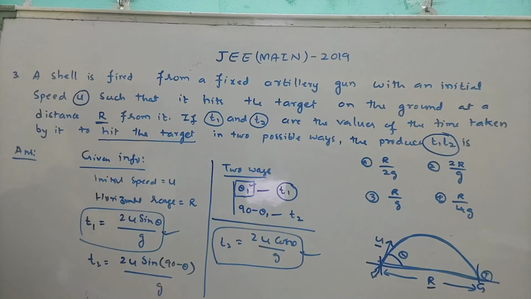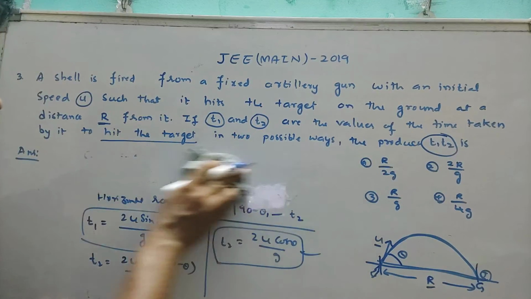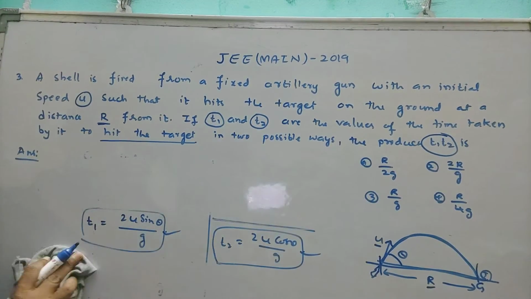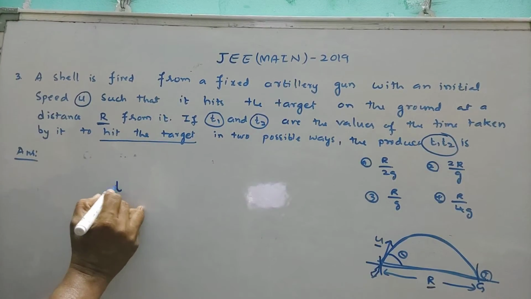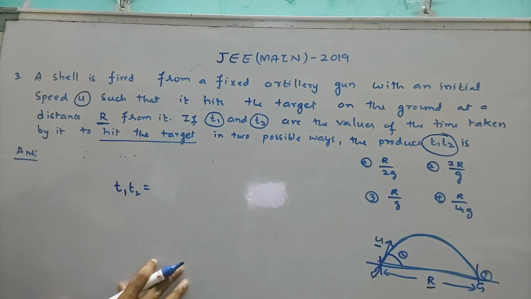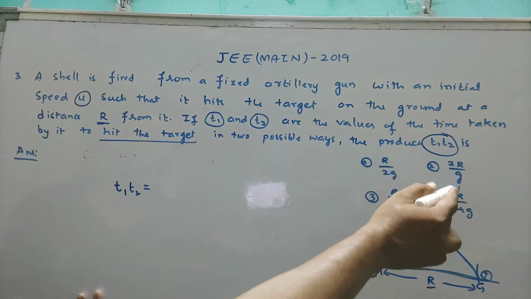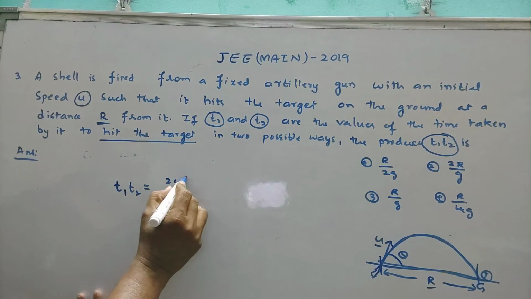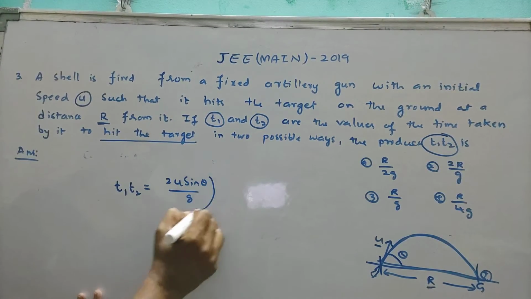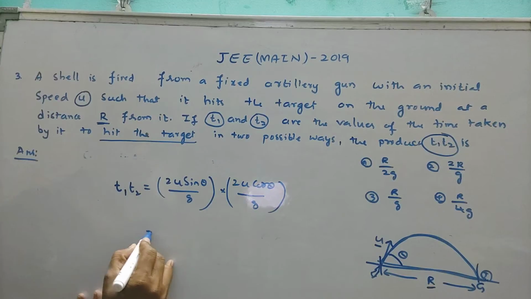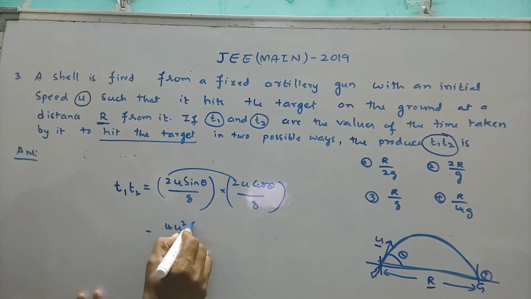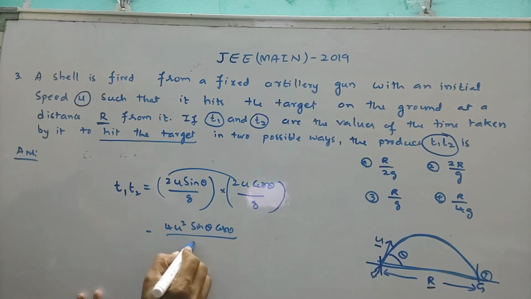Now what we have to calculate is the product of t1 and t2. These are the values: 2u sin theta by g and 2u cos theta by g. This is the required value for the question. We have the options r by 2g, 2r by g. For that, t1 t2 equals 2u sin theta by g into 2u cos theta by g. So 2 times 2 is 4, 4u square sin theta cos theta by g square.